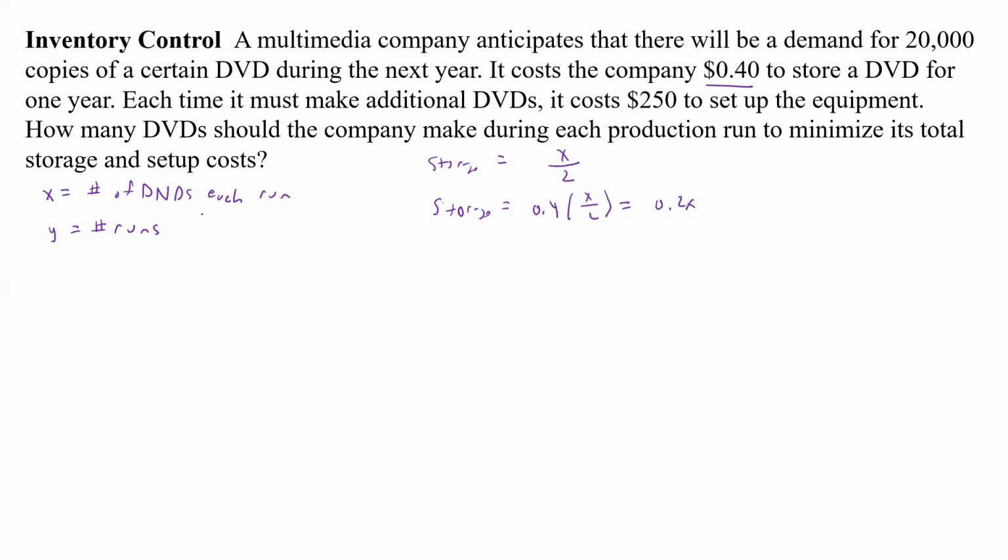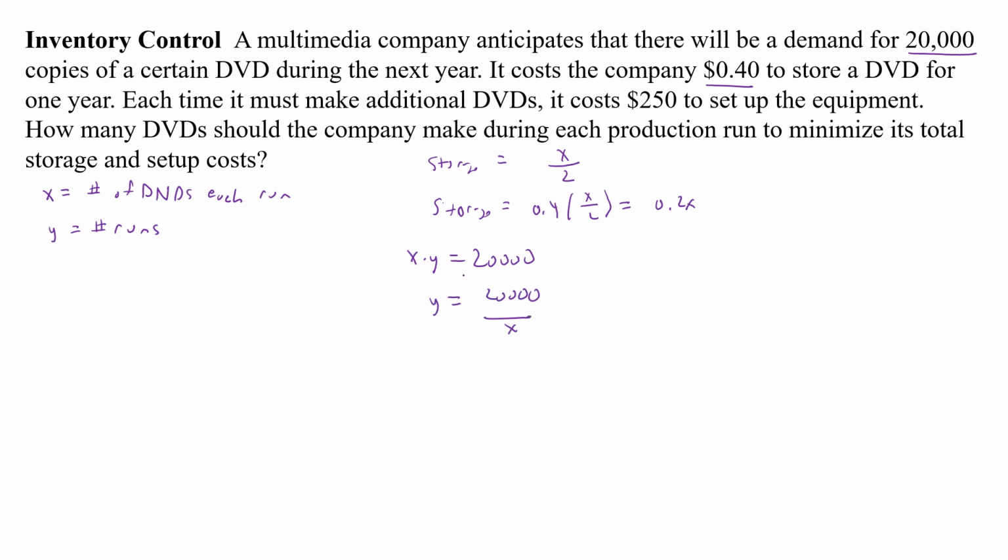Now, if we take the number of DVDs each run times the number of runs and multiply those together, what does that tell us? Well, we know that there's going to be 20,000. Okay. So let's solve this. We've always been solving for x, so let's change it up this time. Let's solve for y. So y equals 20,000 divided by x.